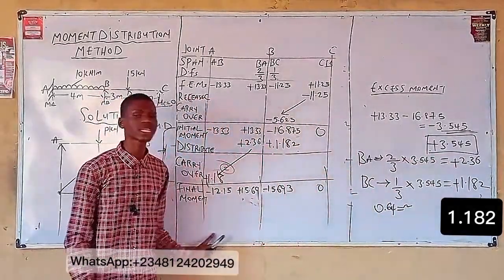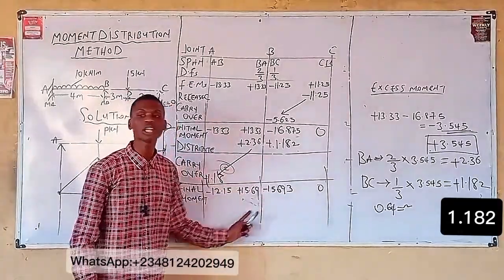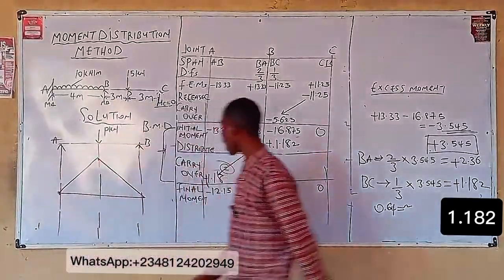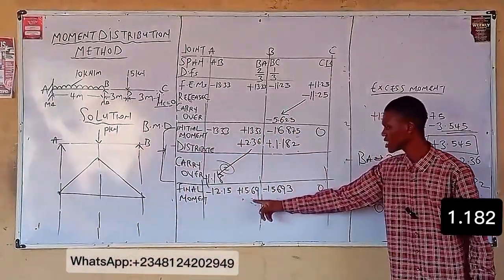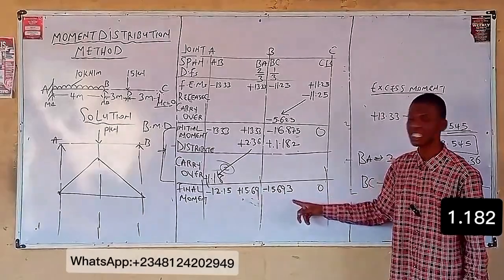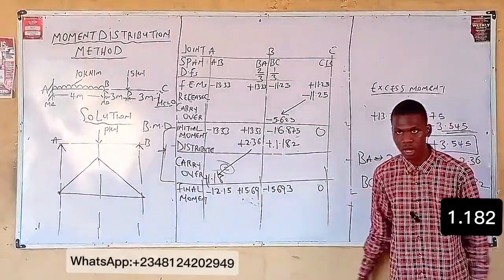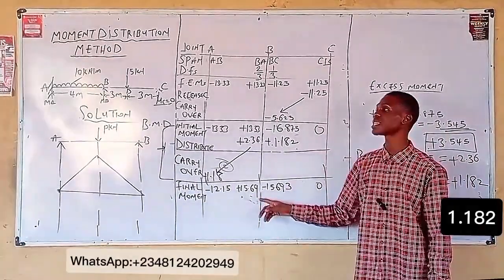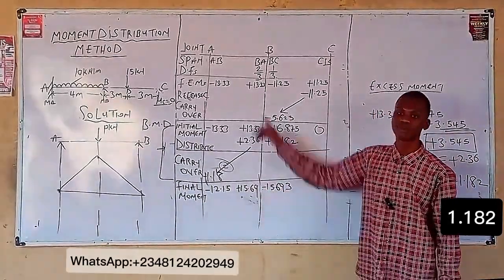Now, using this fixed end moment, what is the value at joint B? There is 0. Why? How do you get 0? 15.69 minus 15.693, which is what? 0. Meaning up to this level, this is your final answer. This is your final answer because the value of moment at B is what?